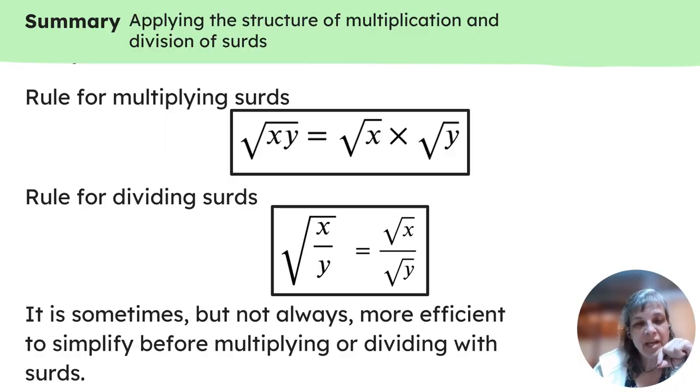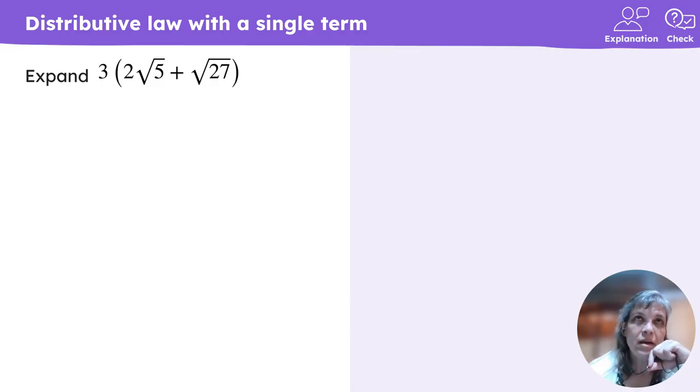So when you're multiplying and dividing, we remember that you can have them under the same root or you can have them separately. And sometimes it's more efficient to simplify before you multiply or divide. Okay, just a few more things we want to cover yet in this lesson. In multiplication with algebra, we learned that you can distribute a term into a bracket. And if you are expanding something with surds, you can distribute into the bracket the same way.